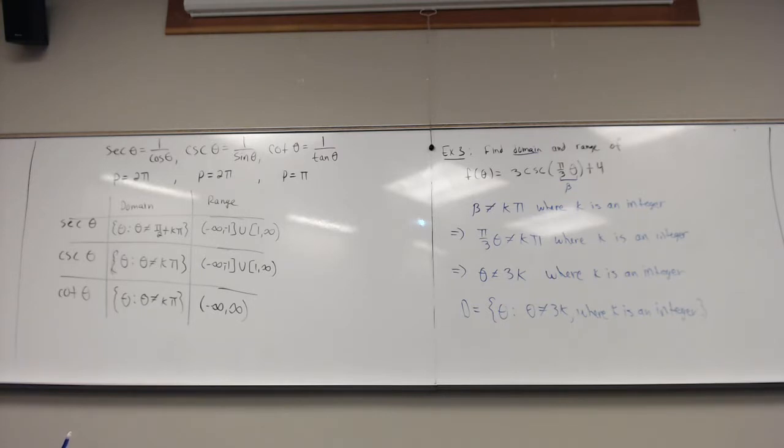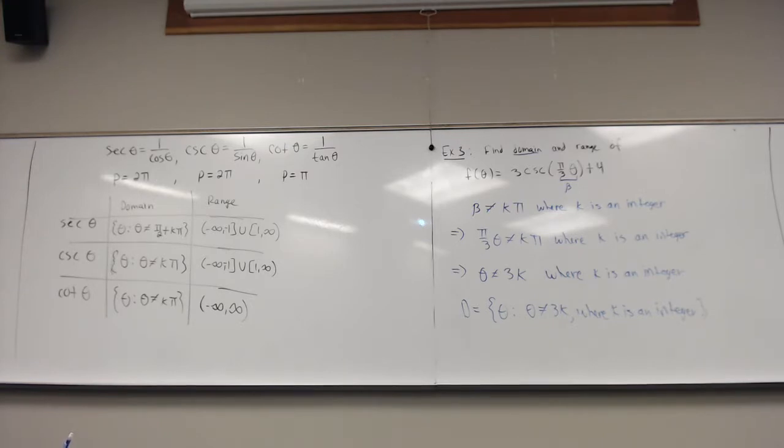Okay, so you always take your varied input and say that it cannot equal, in this case, since we're dealing with cosecant, our input cannot equal a multiple of pi, so it can equal k pi. Okay, and then I multiply both sides by 3 over pi, and we'll see that theta cannot equal a multiple of 3. Okay, so everything in the domain is anything but 0, 3, 6, 9, 12, and so on, or negative 3, negative 6, negative 9.